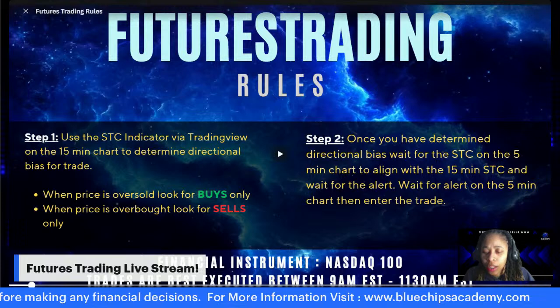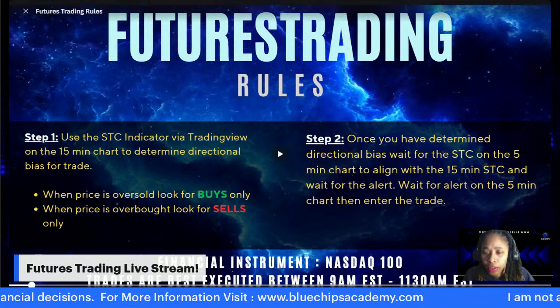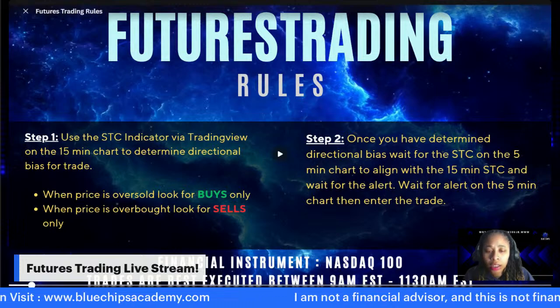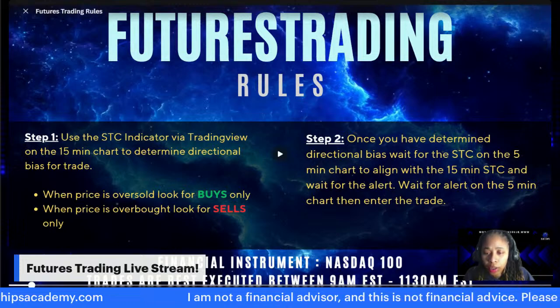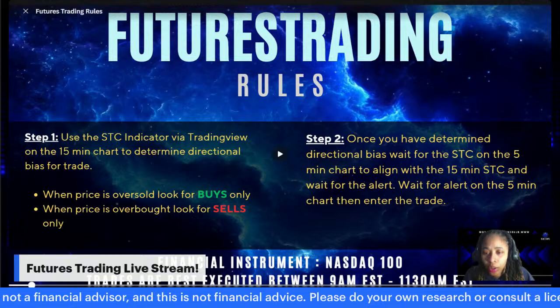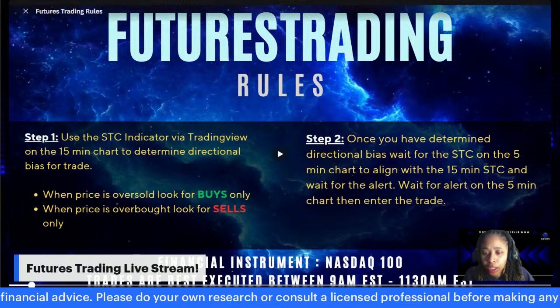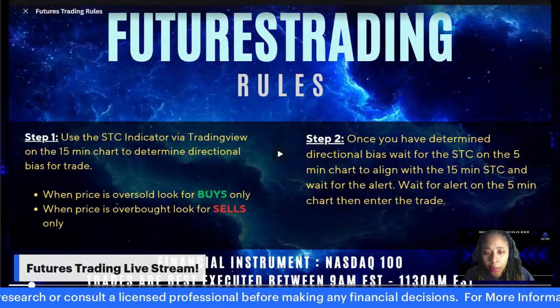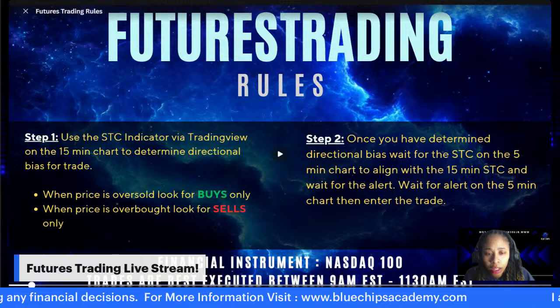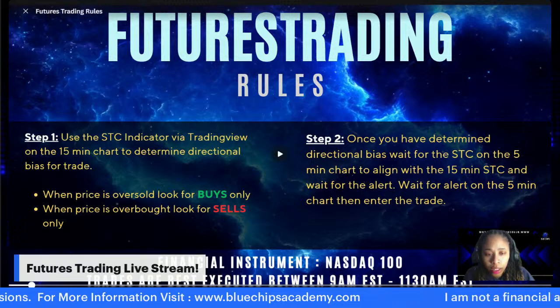The formation of the STC looks like a roller coaster in a sense. When you're at the bottom of a roller coaster, you're expecting it to go up. So if the STC is at the bottom, we're expecting that at some point price will have to correct itself and go up. If you're at the top of a roller coaster, you're expecting it to go down. And at the top of the STC, we're expecting price to go down.